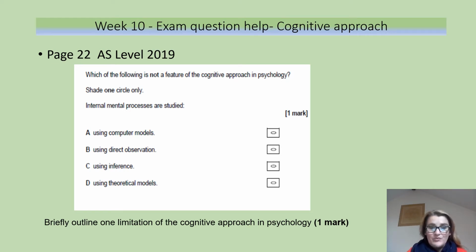Next question, briefly outline one limitation of the cognitive approach. Just a sentence, okay. One limitation is, this means that, that's all you need. Okay, use your booklet to help you with that one.